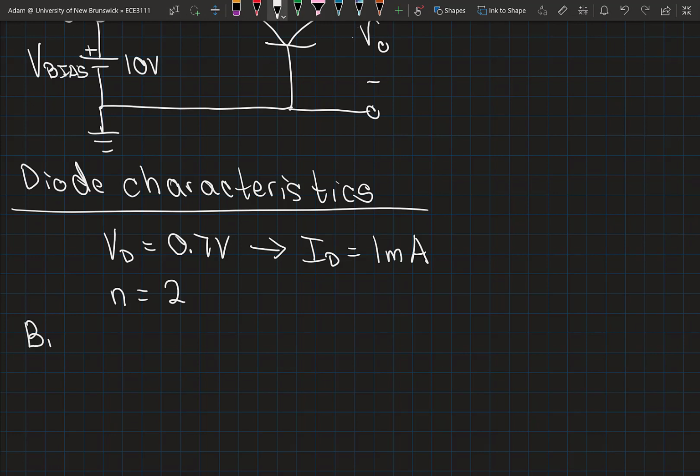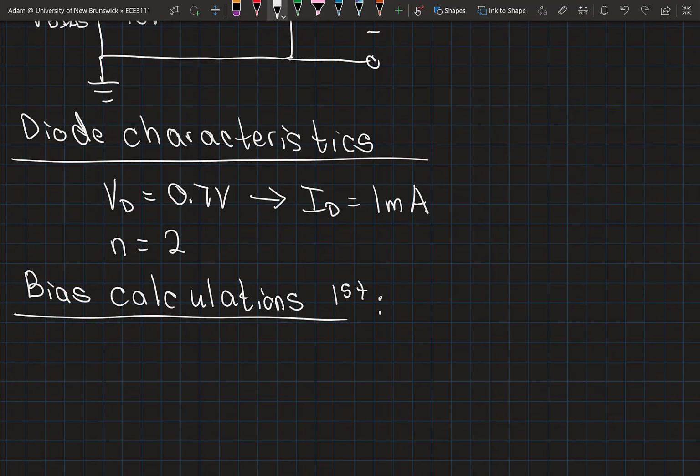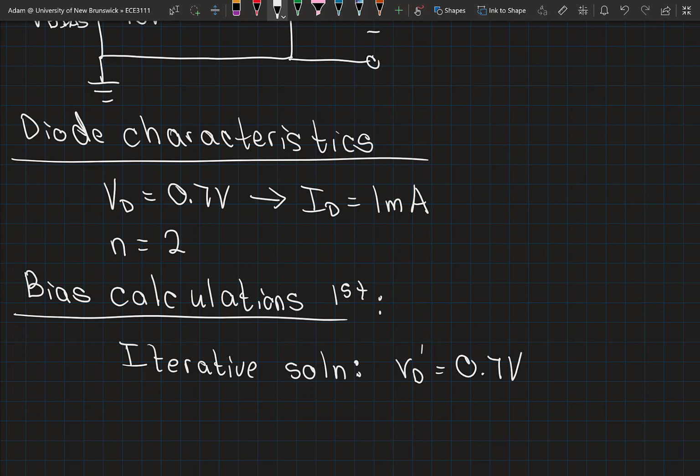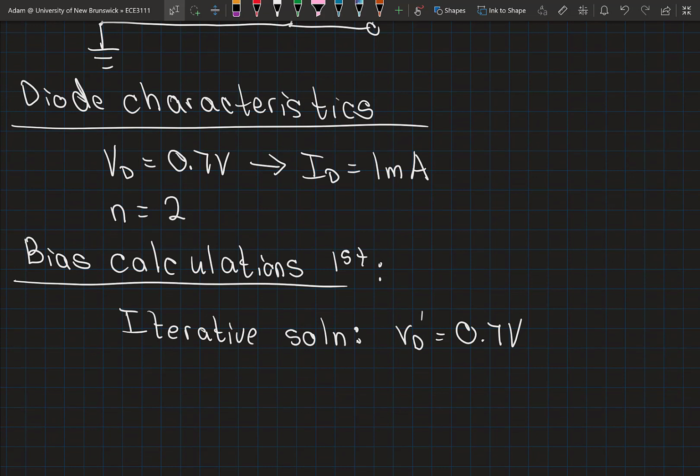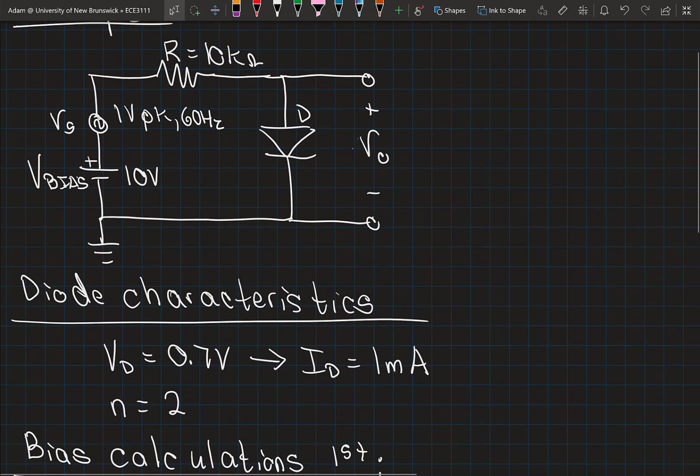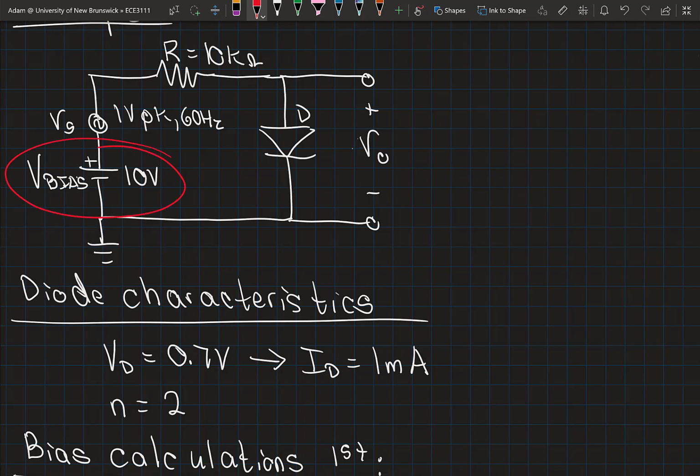Okay, so let's use the iterative approach, and let's do some bias calculations to start out here. For our first pass, let's solve for the current through our diode. So we're going to assume that the diode voltage for our first pass is actually 0.7 volts, in which case we should expect 1 milliamp if that's true. To solve for that current, looking at the circuit, this is just the bias case, so we're ignoring the small signal component for now. We're just focusing on the large signal voltage that's applied.